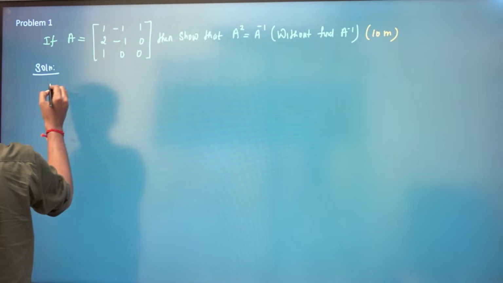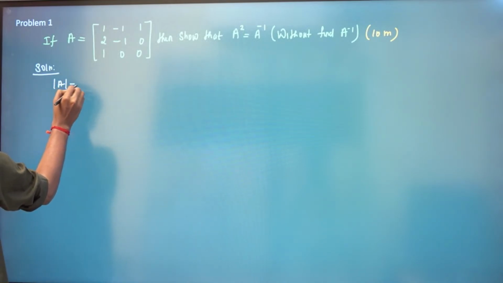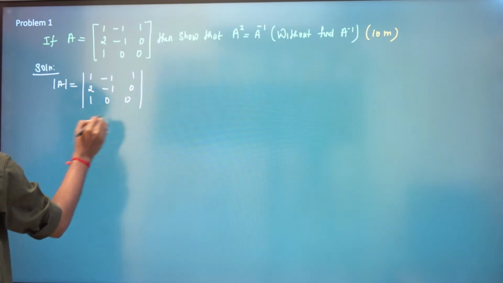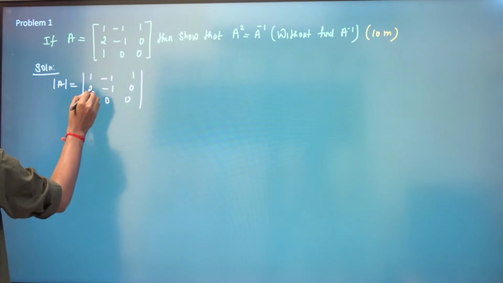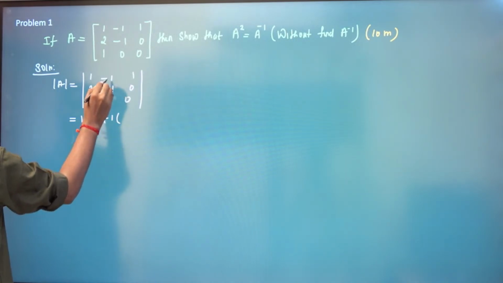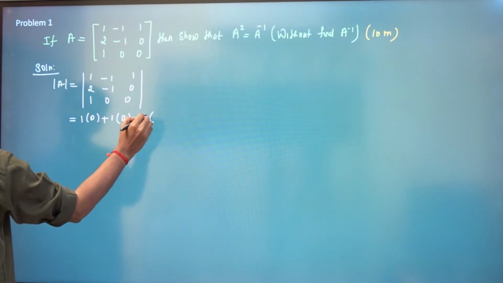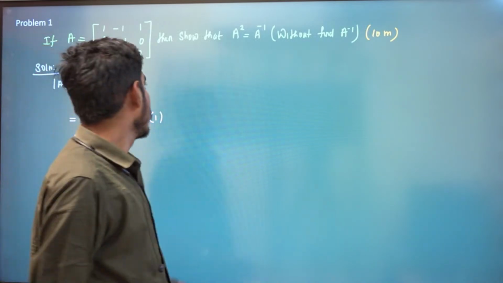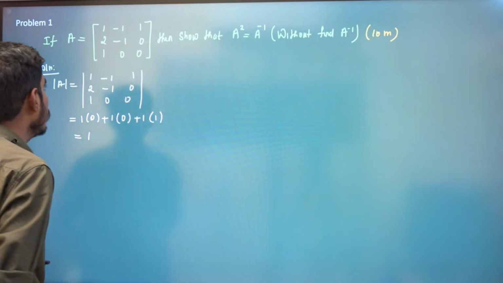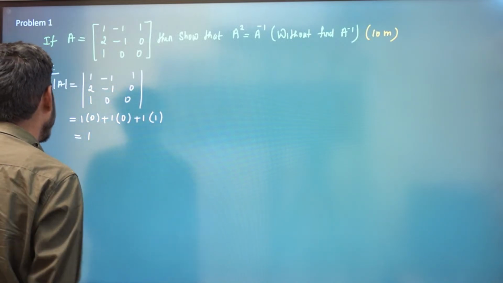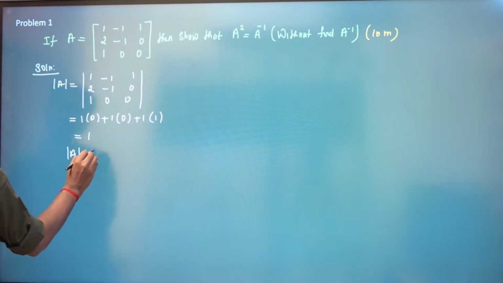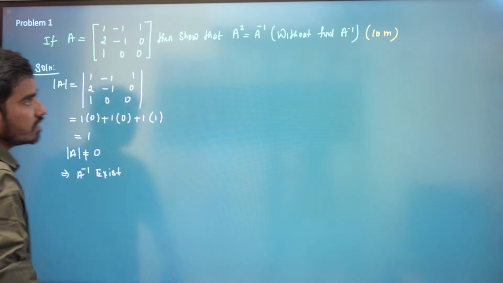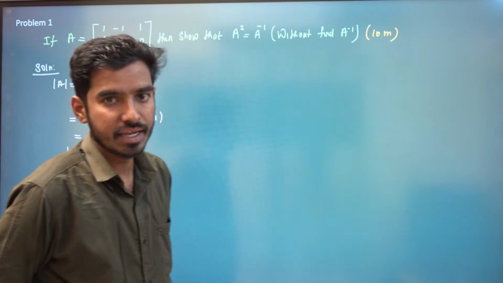Now, what about the determinant of this matrix? The determinant of [1 -1 1; 2 -1 0; 1 0 0]. Expanding, we get 1 times 0 plus 1 times 0 plus 1 times (0 minus of -1). So the determinant of this matrix is equal to 1. That means the determinant is not equal to 0. Can I say A inverse exists? Yes, I can say A inverse exists.